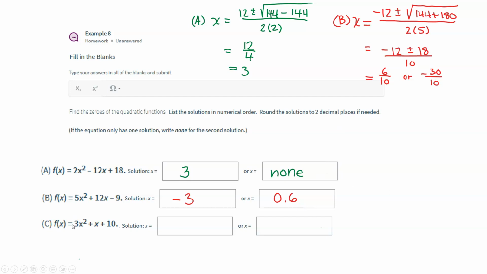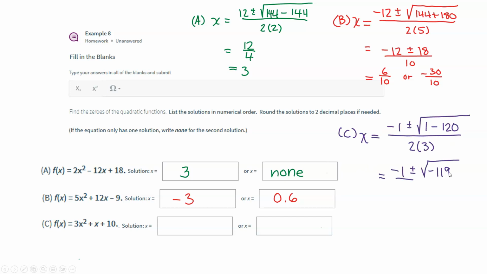So this one here, however, your A is 3, your B is 1, your C is 10. So if you put those values into the quadratic formula, you end up with a negative 119 underneath the square root. Now, that means there's no real solutions, but it's not asking for whether they're real or not. You can use the complex number stuff you learned about.